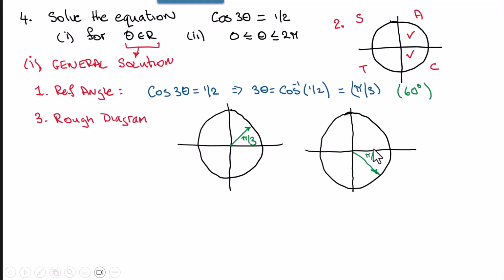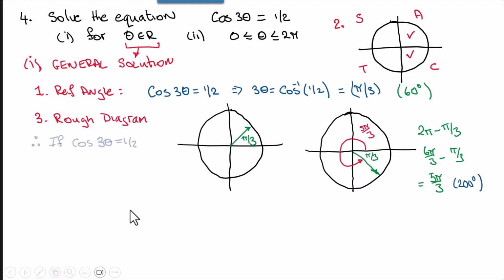As before, we always measure the angle with regard to the positive sense of the x-axis. So this angle here is 360 minus 60, or 2 pi minus pi over 3. 2 pi is 6 pi over 3. So if you take pi over 3 from 6 pi over 3, you get 5 pi over 3, which is 300 degrees. So we have the two angles now.